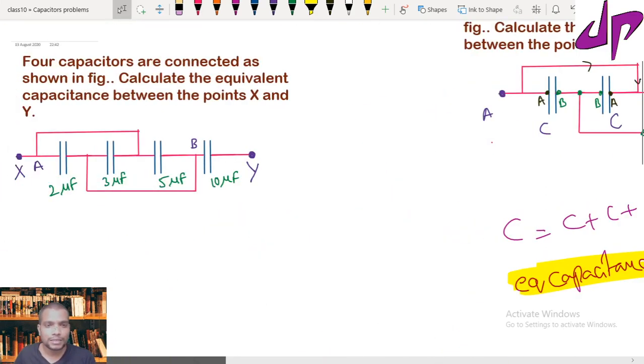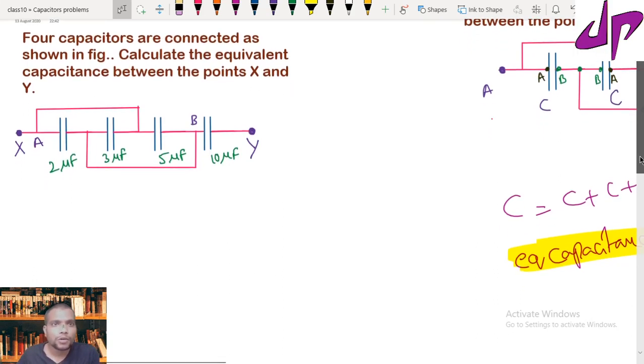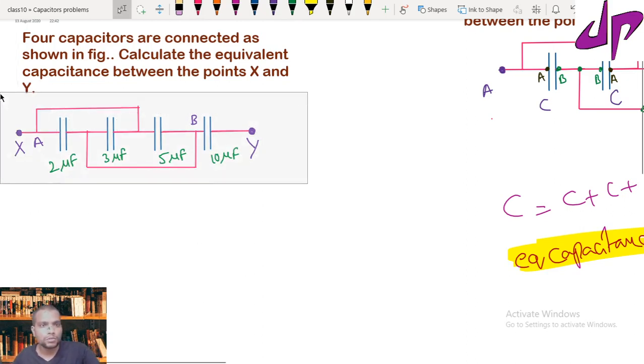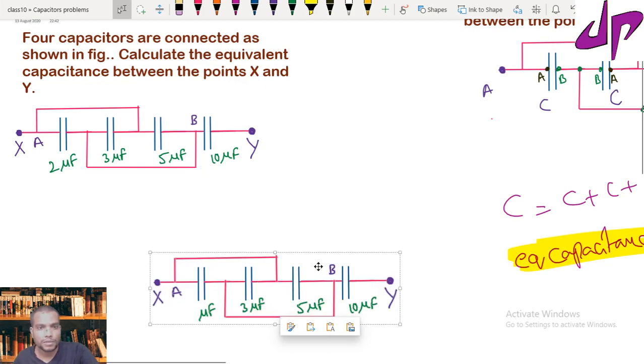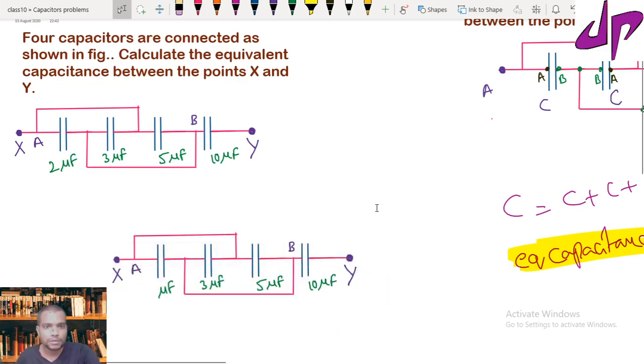Now let me take a general example in this case. For the capacitors connected as shown in the figure, calculate the equivalent capacitance between the points X and Y. Now I need to bother about the circuit. Now I need to simplify the circuit. First let me simplify this given circuit. It's missing the 2 microfarad.